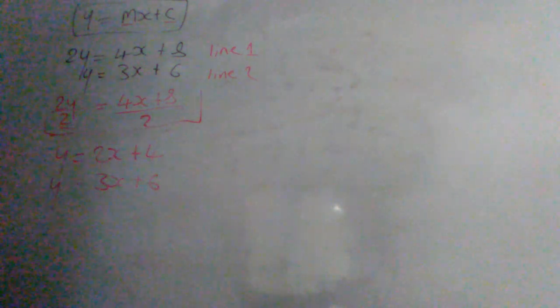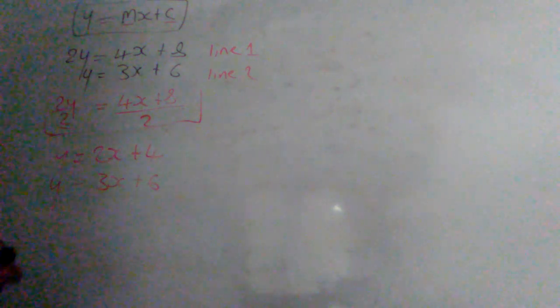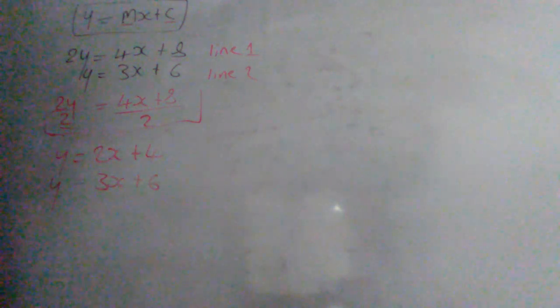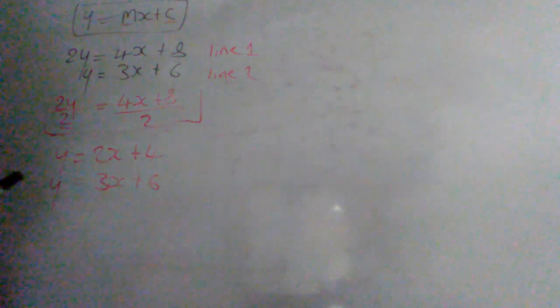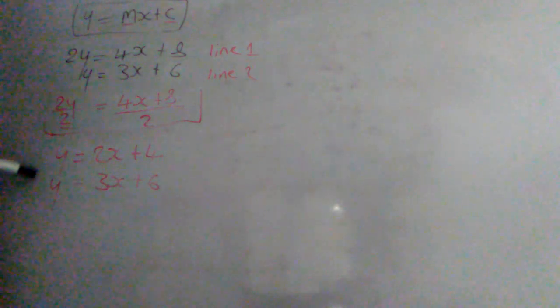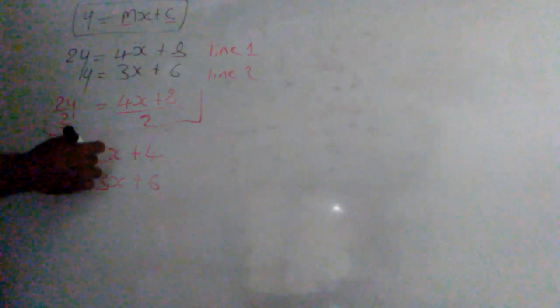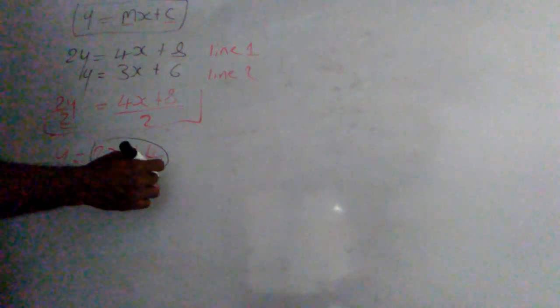Now we can go ahead and solve. As we can see now, the coefficient for y in both equations is equal to 1. So we can go ahead and equate these, because it will mean that this will be equal to this. So we'll just write it as 2x plus 4 equal 3x plus 6.